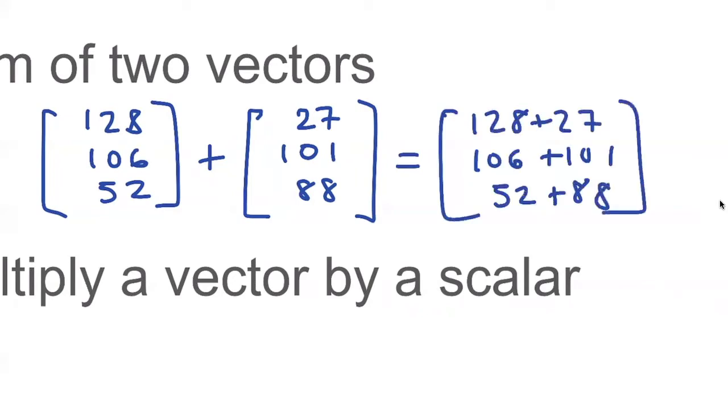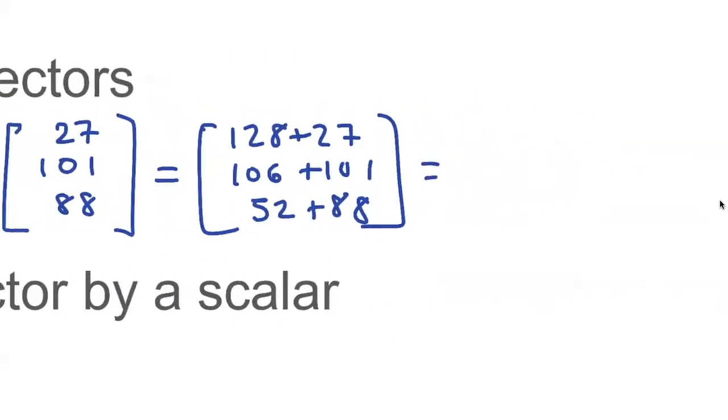So very straightforward. If you want to add two vectors, you add the first coordinates and put that in the first coordinate, add the second coordinates, put that in the second coordinate, and then add the third coordinates, put that in the third coordinate. So 128 plus 27 is 155, 207, and 140.